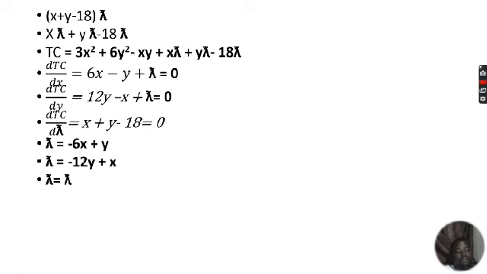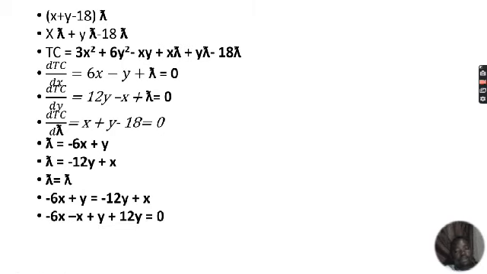After that, we are going to equate lambda to lambda. In other words, we are saying that this equation and this equation should be equated. And if we equate, it's going to be like that. So we have negative 6x plus y is equal to negative 12y plus x. That's what we have done.